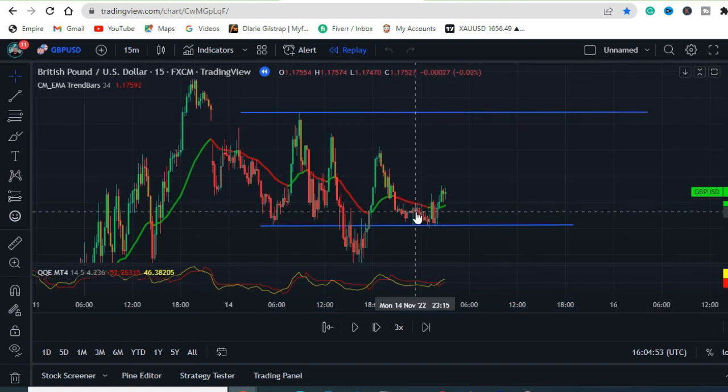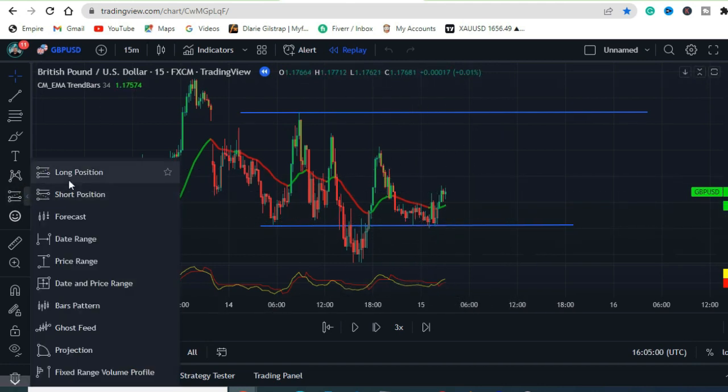After getting that, the next thing we're going to do is place in our stop loss and take profit. So right here we're going to come over. We're buying, so we have to long.